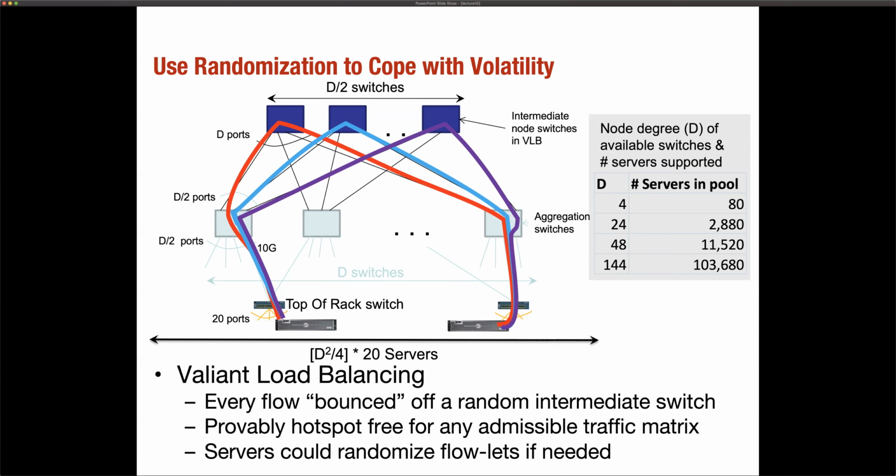So Valiant load balancing is the approach that is basically the instantiation of this randomization approach, where every flow is bounced to a random intermediate switch, right? And this is provably hotspot free for any admissible traffic matrices. It doesn't matter what the traffic pattern is. This is a provably hotspot free approach. And if there are cases where you have really long flows between servers, then the server can choose to break these long flows into smaller flowlets and make those randomized decisions for those flowlets as well.